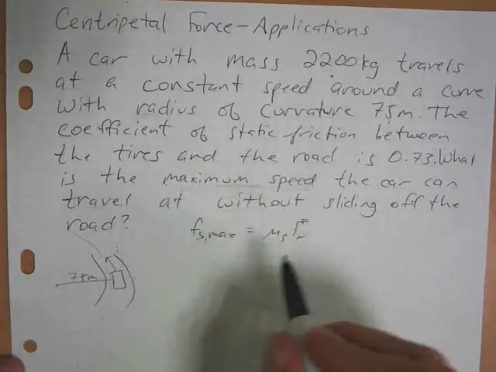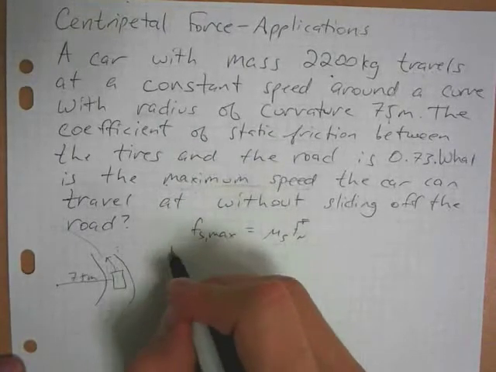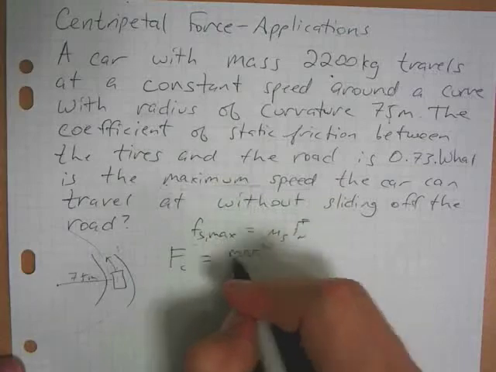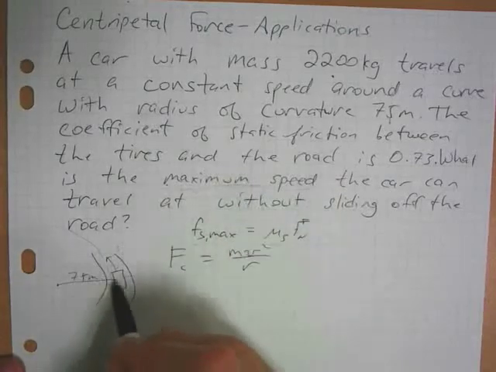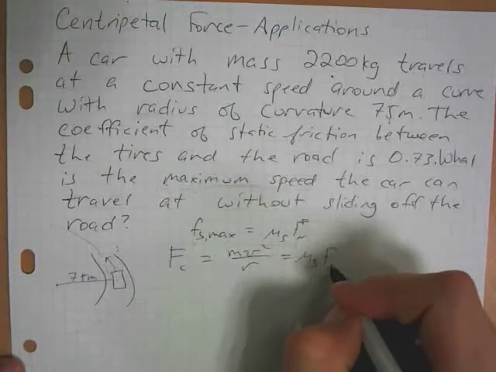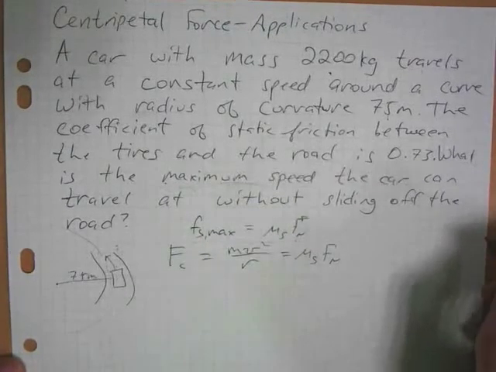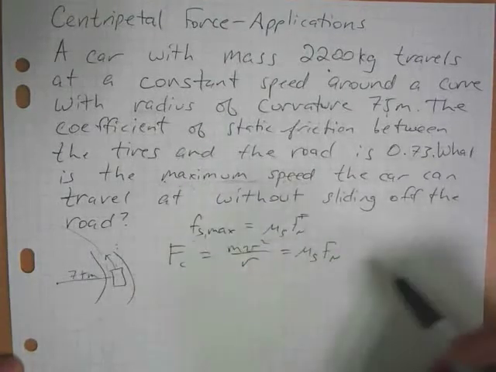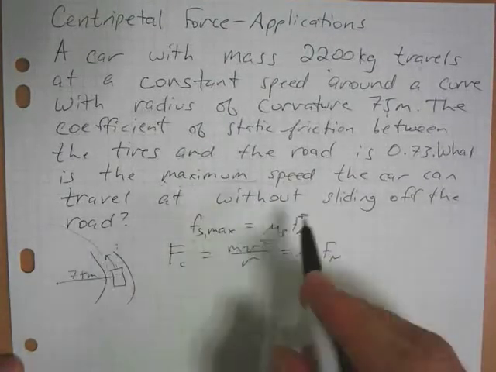And we know that the net force pointing toward the center of the circle is the centripetal force, which is equal to mv squared over r. In this case, that centripetal force is being supplied entirely by that static friction between the tires and the road. And so this is our equation. And from that, we can solve. We want to find speed.